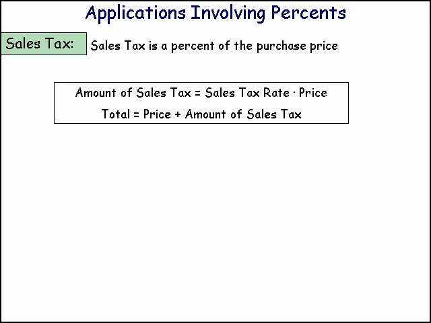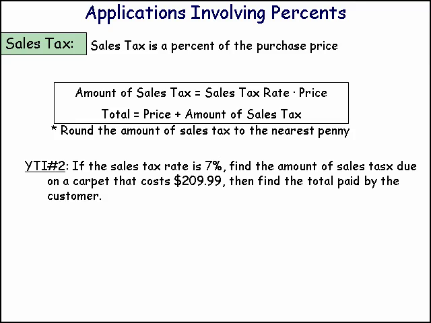How do you get the total amount that you're going to pay at the cash register? Your total is the price of the item plus whatever the sales tax amount is. Okay, so also here, I put a little star: round the amount of sales tax to the nearest penny.